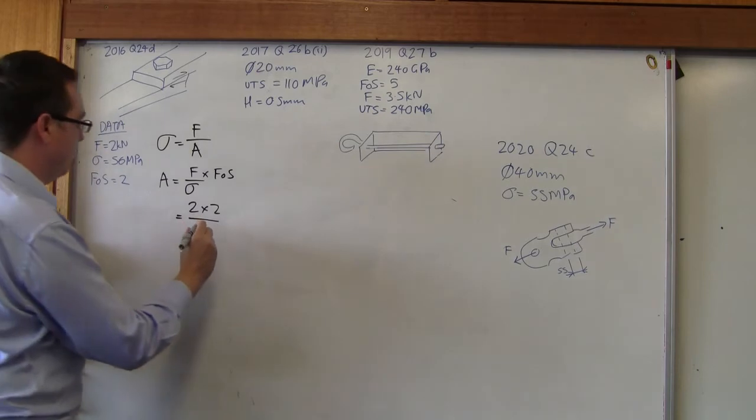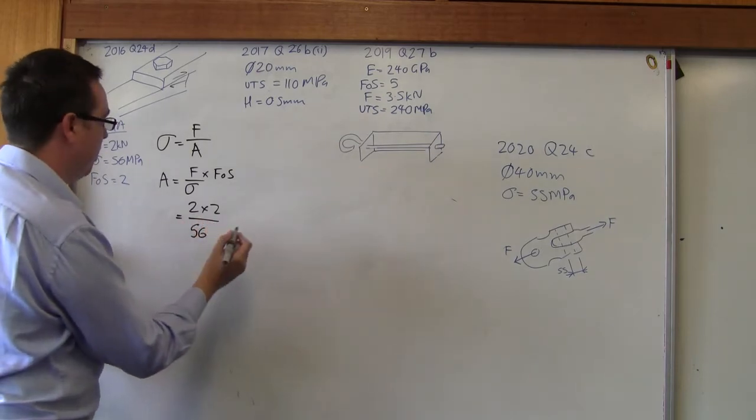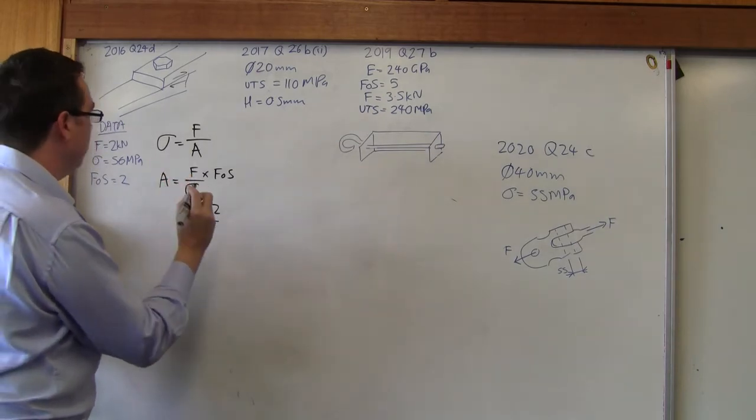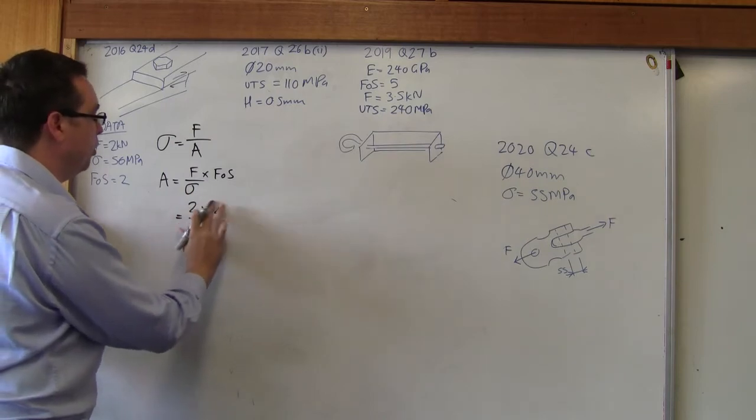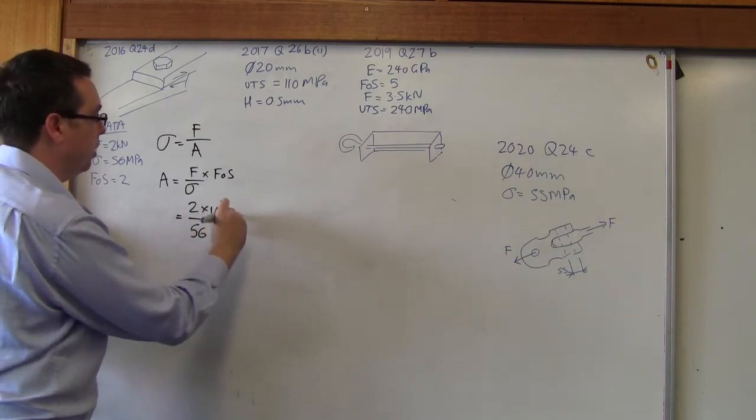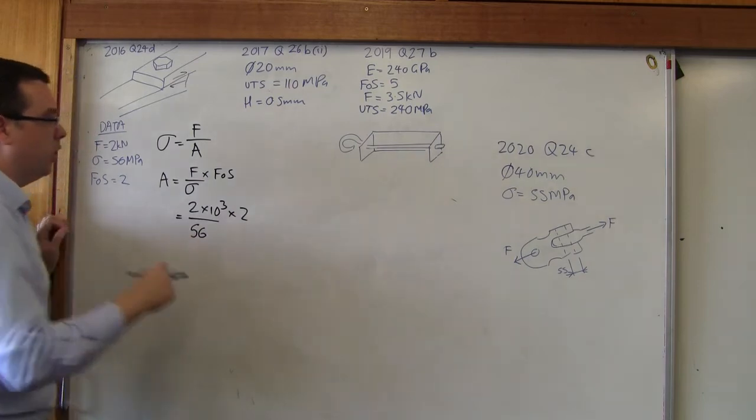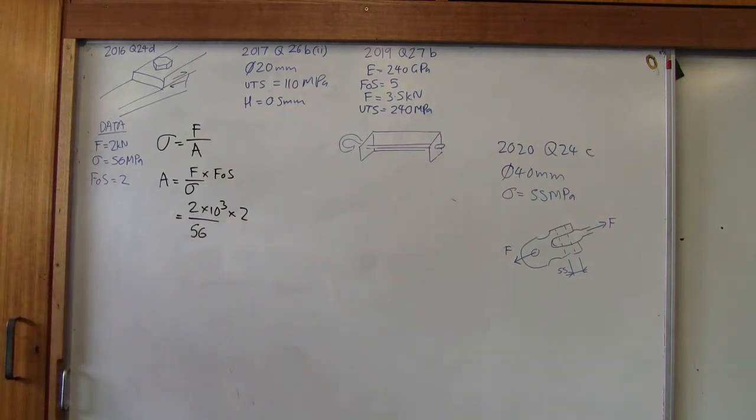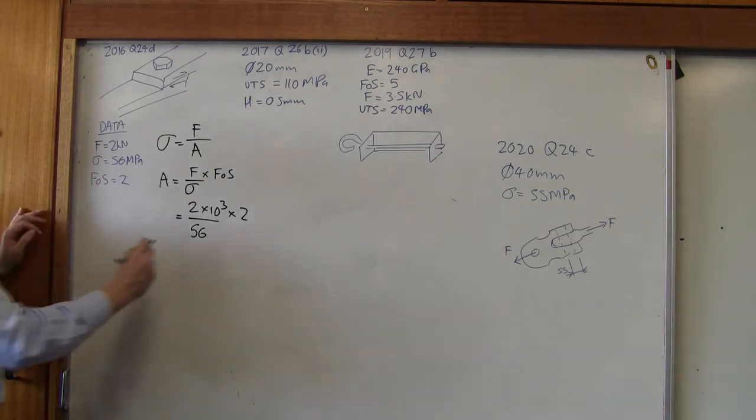The stress is given to us as 56 megapascals. Now we're in kilonewtons. Remember, we don't want to confuse things. So kilonewtons is times 10 to the 3 times 2, right? Kilonewtons, we have to use newtons. We can use megapascals, we can use millimeters, but we have to use newtons. Otherwise, our answers will be wrong.